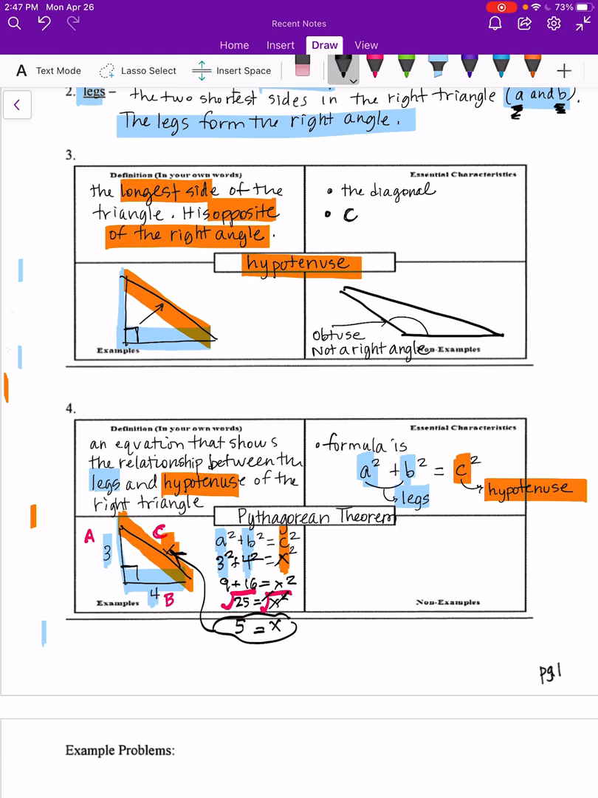And we're going to do some more of that here in a few minutes. So there we go. Our definitions kind of get us started on Pythagorean theorem.